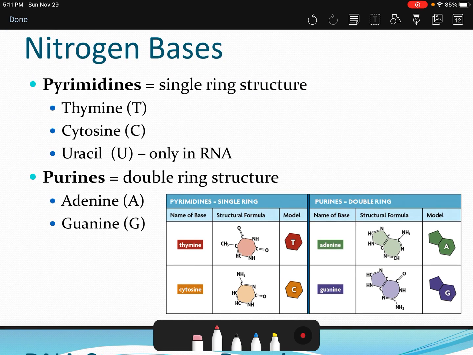We know that there's A, C, T, and G, but we can break those down into 2 major groups. What we call the pyrimidines, which is a single ring structure, and that includes thymine, cytosine, and a nitrogen base called uracil, but that's only in RNA. Okay, so we won't even talk about that too much right yet. The purines are a double ring structure, and they include adenine and guanine.